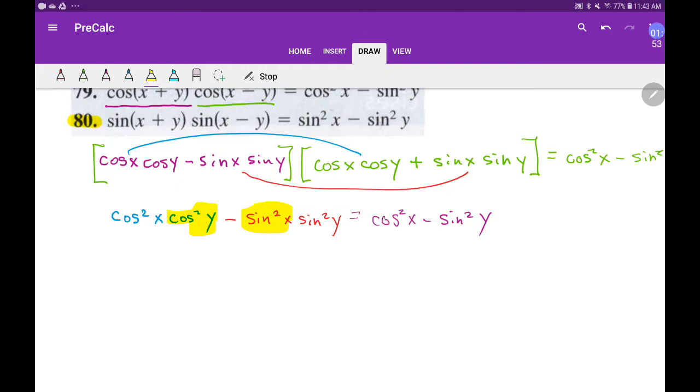Alright, so let's see what I can do. I will say cosine squared x, and instead of saying cosine squared y, I can say 1 minus sine squared y, right? Because of the Pythagorean identity. Minus, instead of saying sine squared x, I'm going to say 1 minus cosine squared x, because that's the same thing according to the Pythagorean identity again.